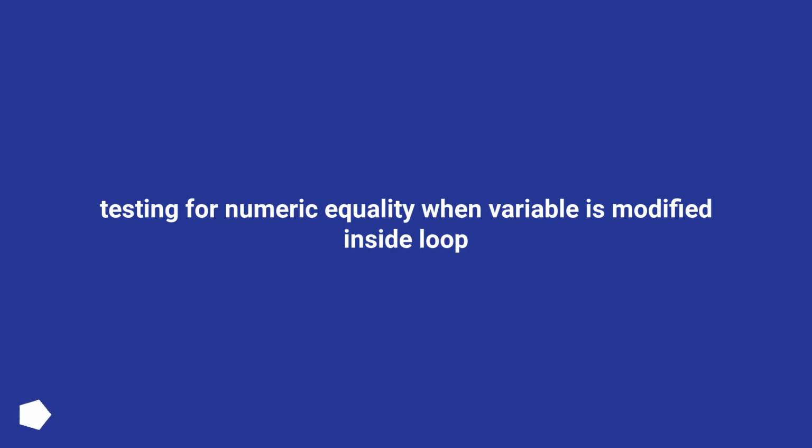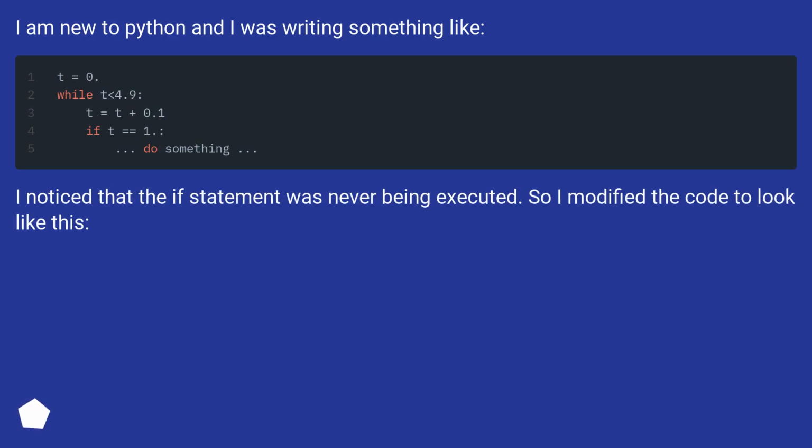Testing for numeric equality when variable is modified inside loop. I am new to Python and I was writing something like, I noticed that the if statement was never being executed, so I modified the code to look like this.